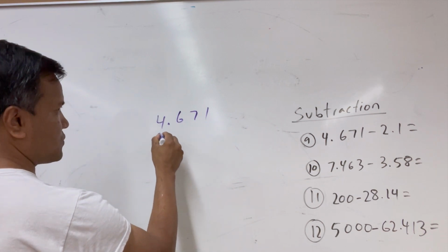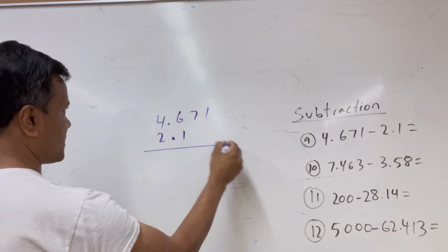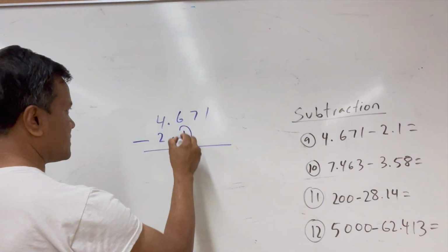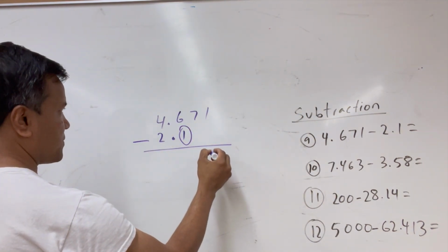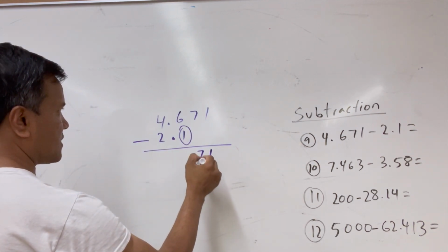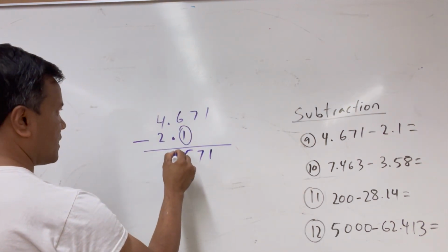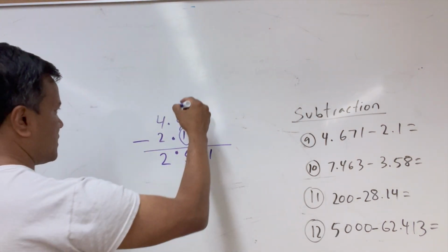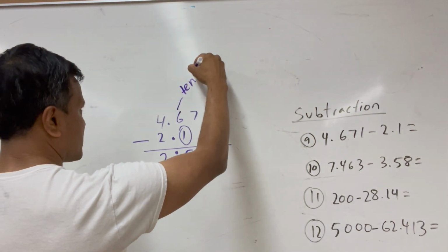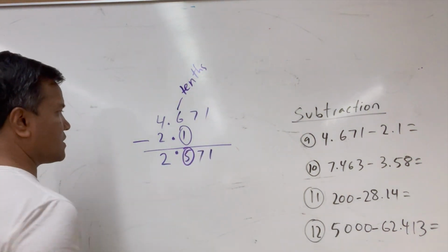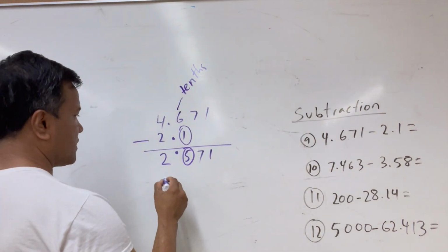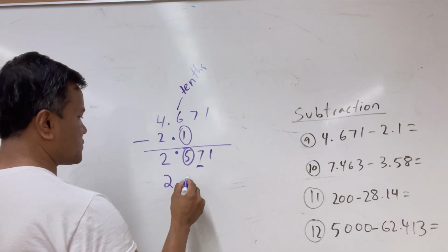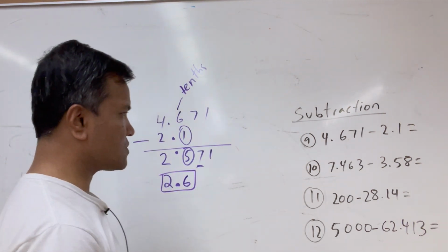0.671 and 2.1. Make sure they are aligned. Put a negative sign. Find the target. 1. Okay, so you put 1. You put 7. You put 5, and you put 2. Okay, now this is the 10th place. So this is also the 10th place. However, your target is going to change depending on the next number. So this is 2.6. So this is 2.6.